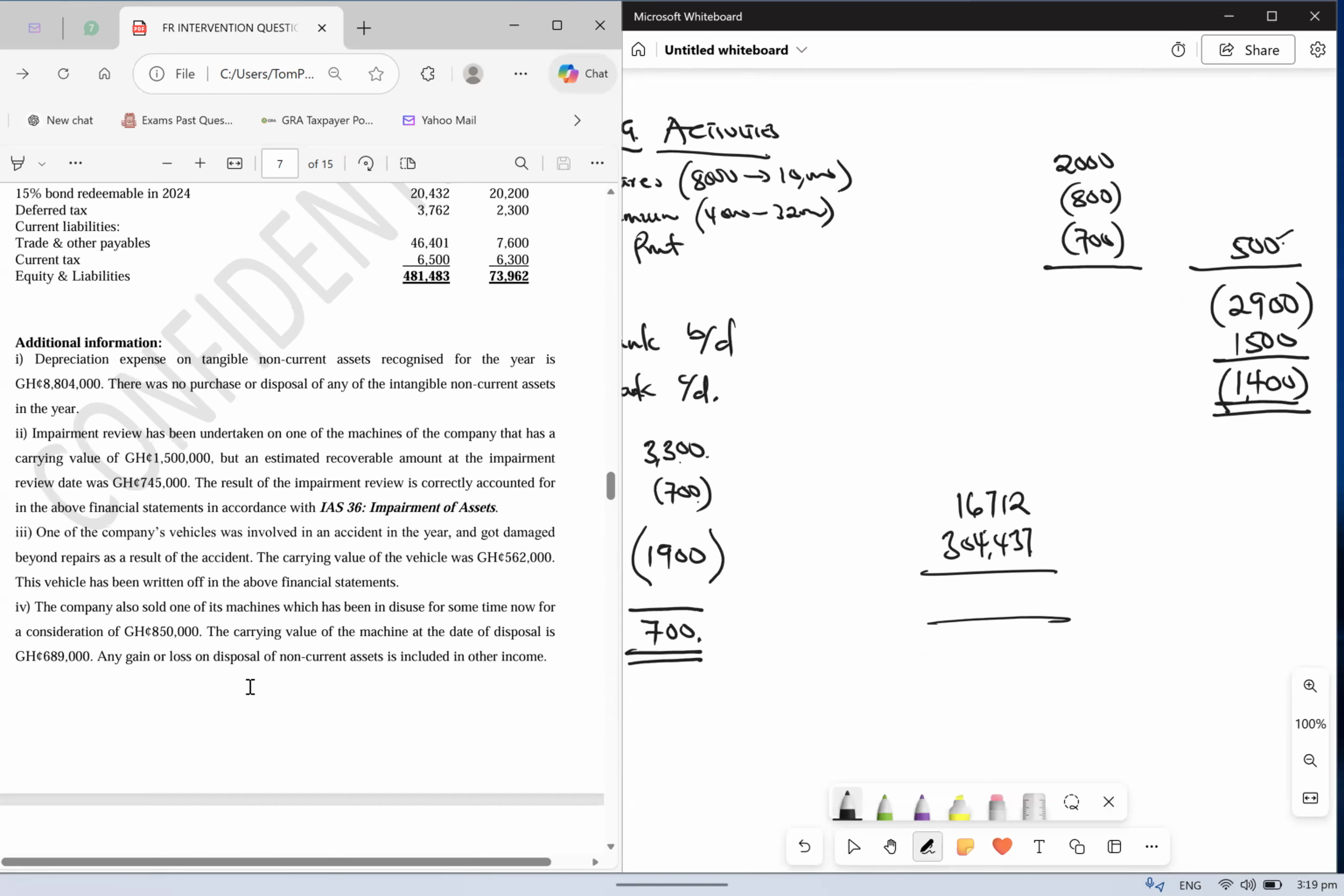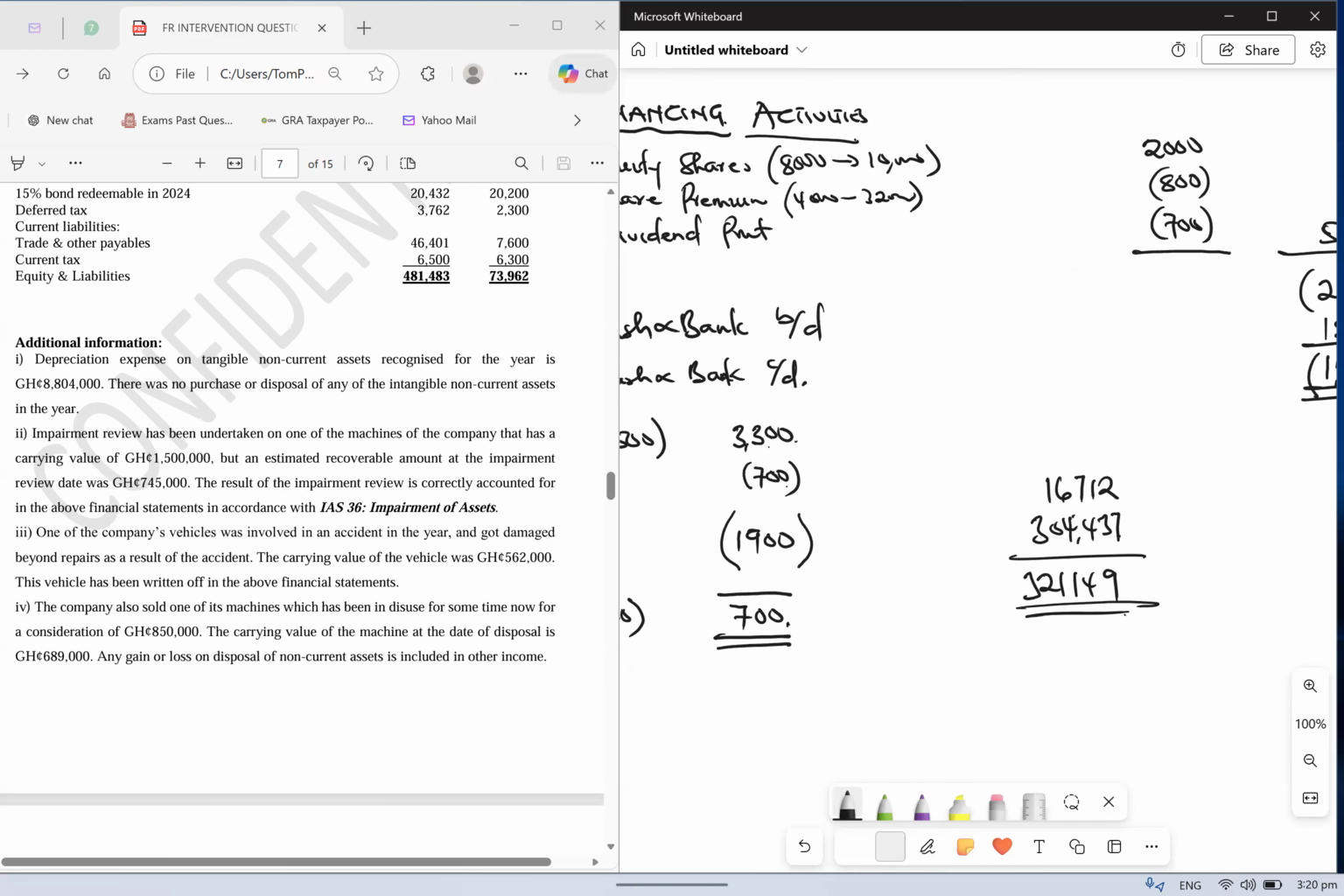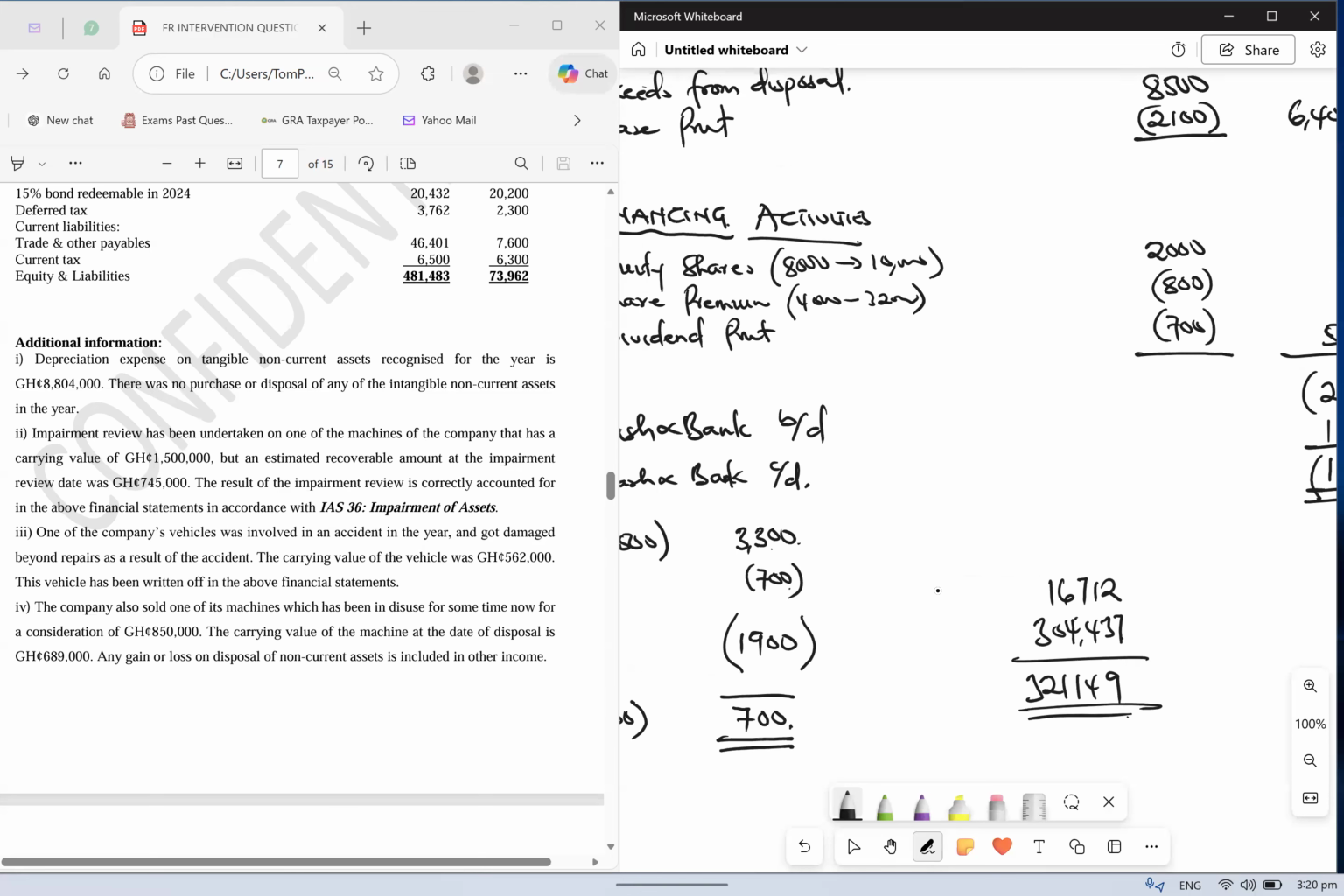So what is the answer? 16,712 plus 304,437. That is 321,149. So go and try it. If you don't get 321,149, it means that you couldn't balance it. But at least in the exams, even though you are not able to balance some things, you should be able to get most of the things right. So that is what will happen.